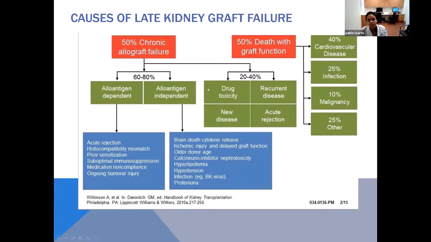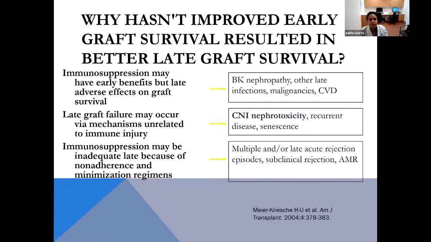The patients may develop graft failure because of drug toxicity, like the CNI or other drugs. They may develop recurrent disease, like recurrent diabetes or recurrent glomerulonephritis. There may be a new disease, like a de novo glomerulonephritis or some other cause of their graft failure. And then finally, it could be secondary to rejection. So there's multiple factors that contribute to late graft failure. So these are the reasons why we're not doing so well for late. We're doing excellent with early graft survival, but not so well with late graft survival.